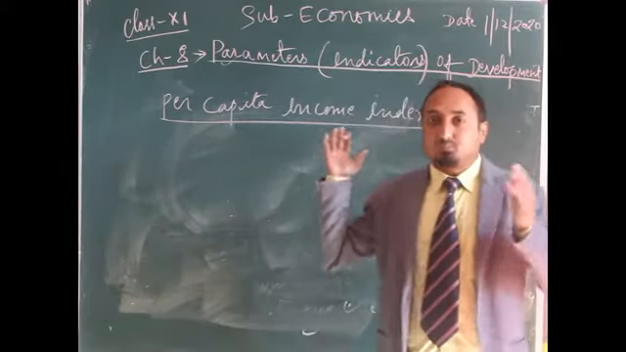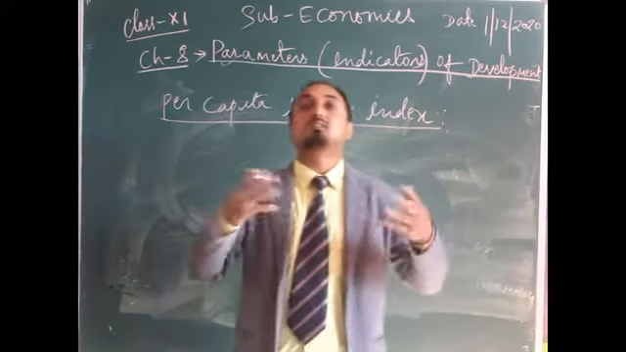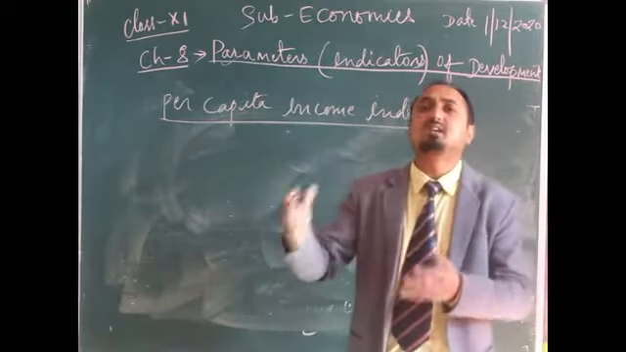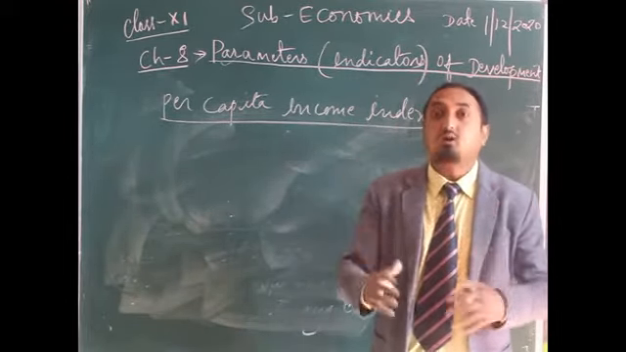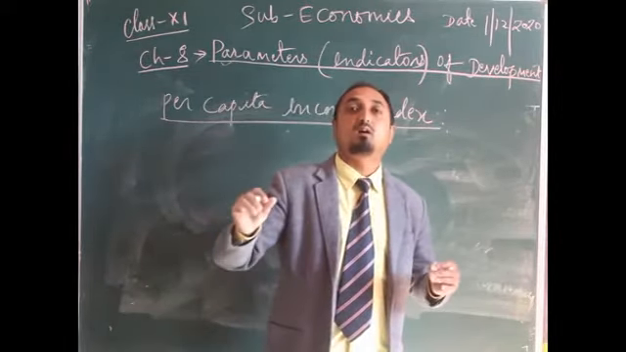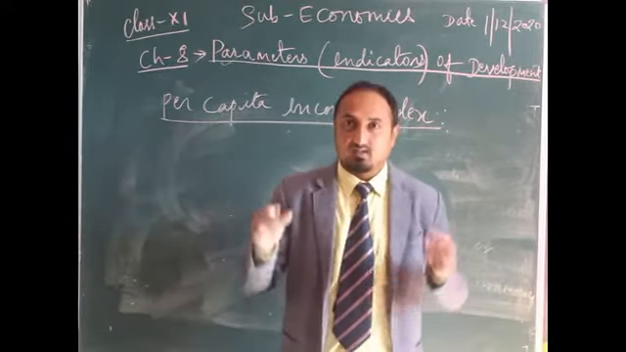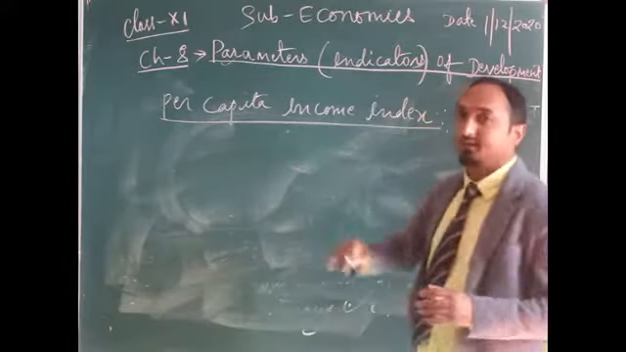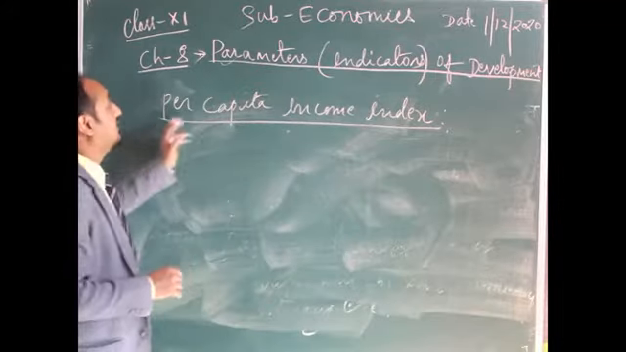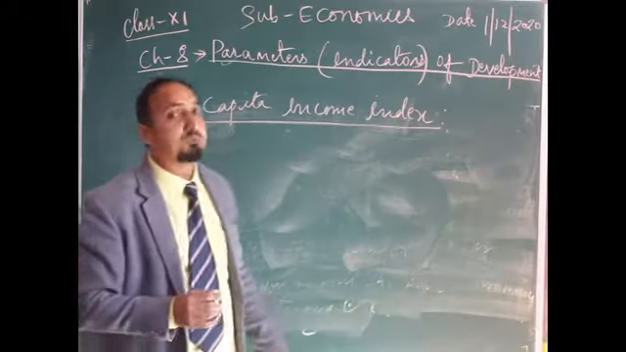What this per capita income index says is that when there is an expansion of economic activities, when there is expansion of GDP or GNP, then the economy has the ability to grow at a faster rate. So the rate of expansion of the economy will increase, and that is measured by the per capita income index. This is a traditional method of measuring or indicating development.